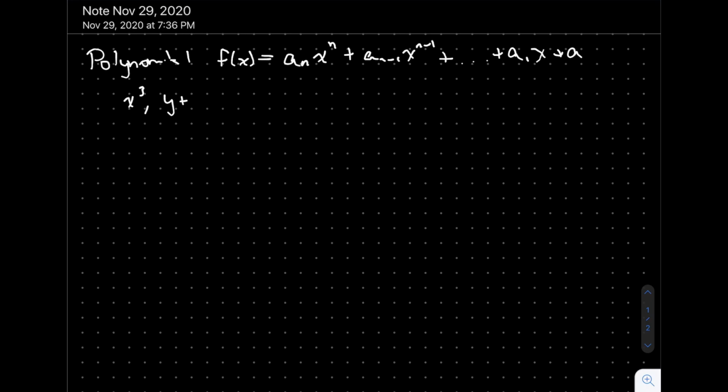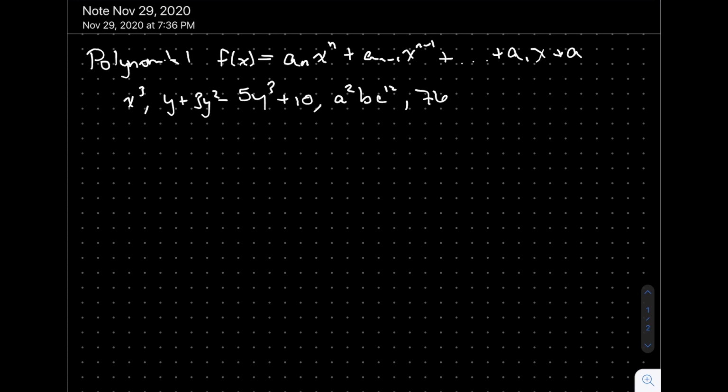Let's consider these polynomials. x cubed, y plus 3y squared minus 5y cubed plus 10, a squared bc to the 12th, and 76. Each of these is a polynomial because each is the product of some number and some variable to an exponent. I want to identify which ones of these are monomials, which have exactly one term, and which ones are not monomials, which have multiple terms.